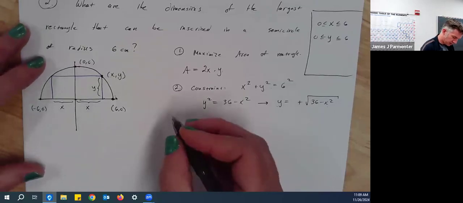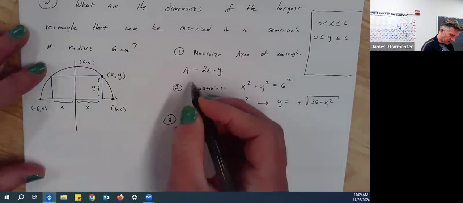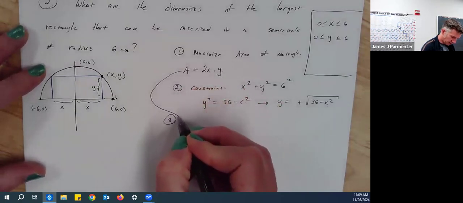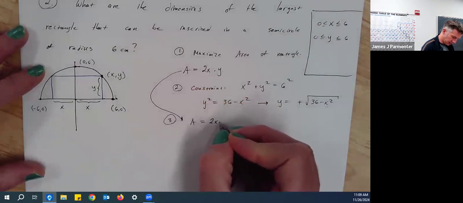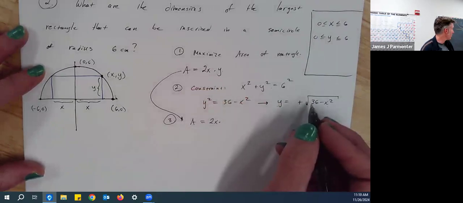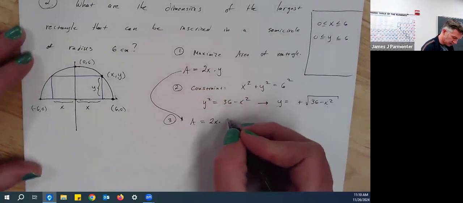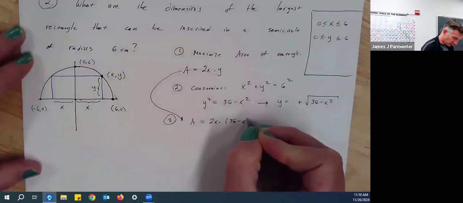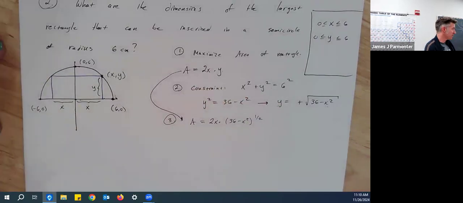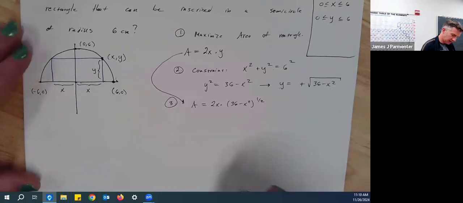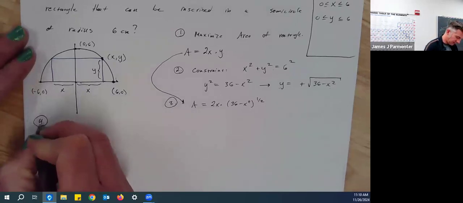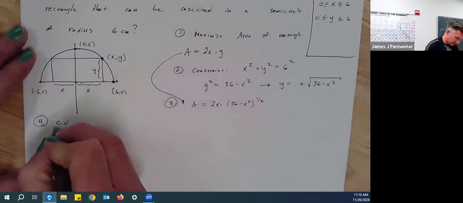All right, so now continuing on, we're going to rewrite the thing we're trying to maximize in terms of one variable. So now our area is going to equal 2x times the square root of 36 minus x squared, or more usefully written as 36 minus x squared to the 1/2 power, so that we can take the derivative. The derivative here is not very nice. I'm not going to pretend otherwise. It's kind of ugly. So let's find the critical values by taking the derivative and setting it equal to 0.